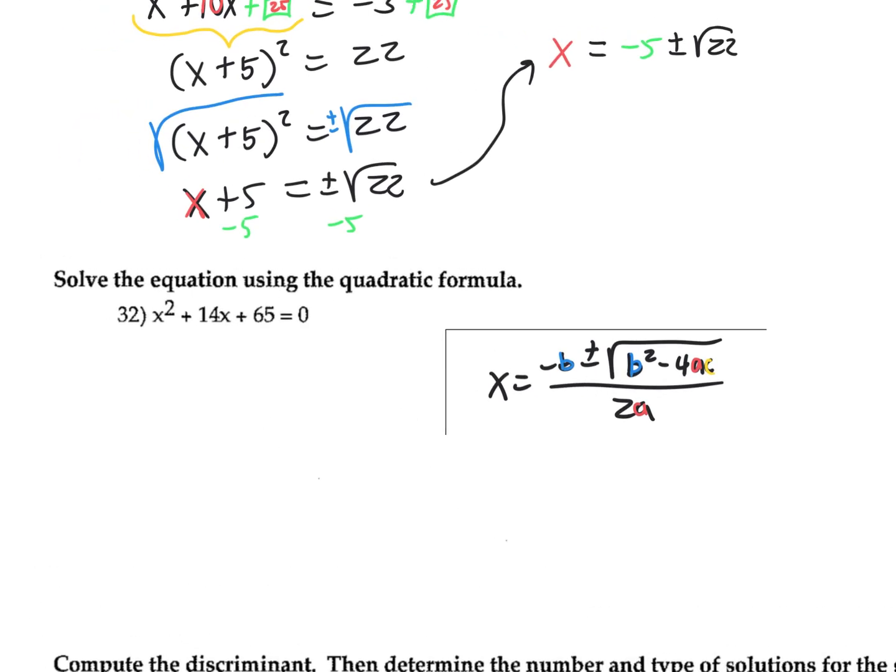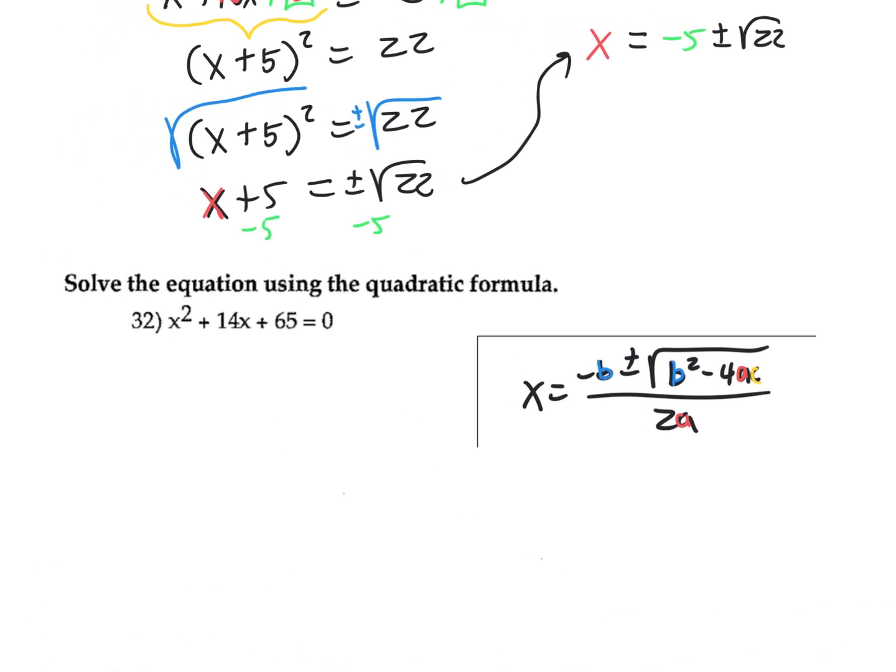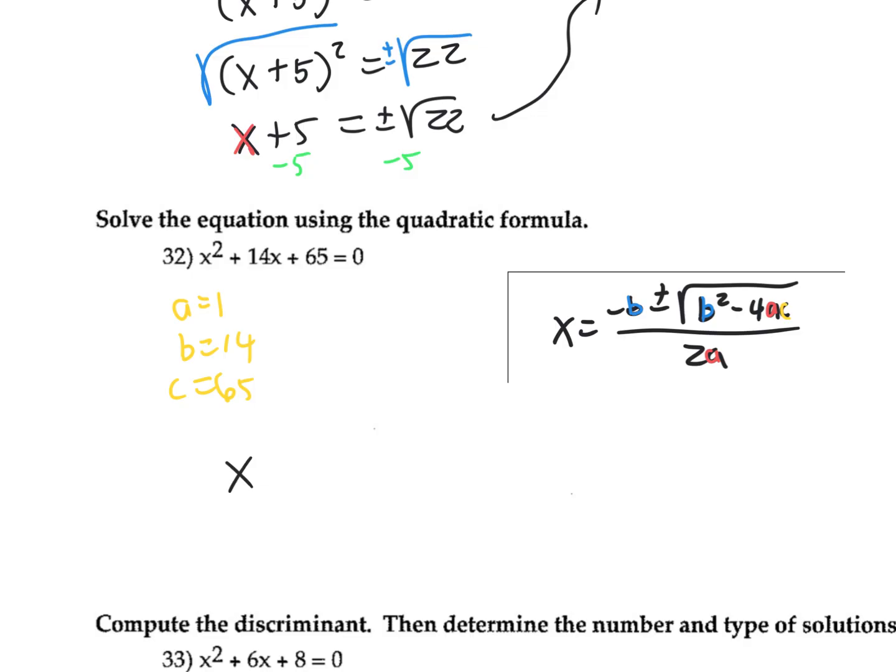Cool. So amazing. What's your A? Your A is 1. What's your B? Your B is 14. What's your C? Your C is 65. So plugging it into the structure, X equals.